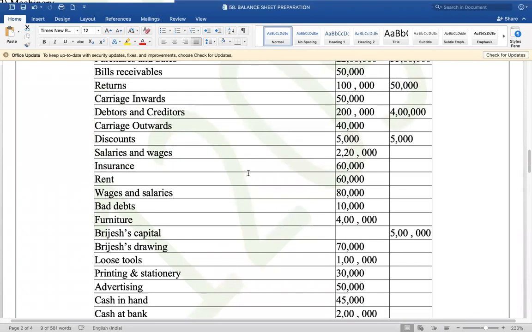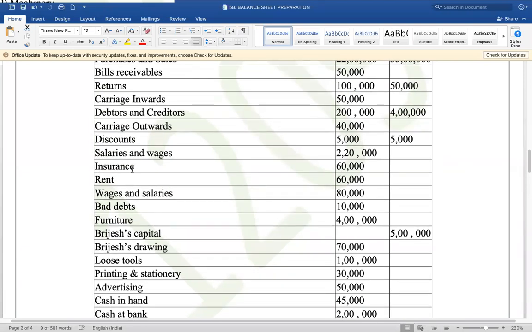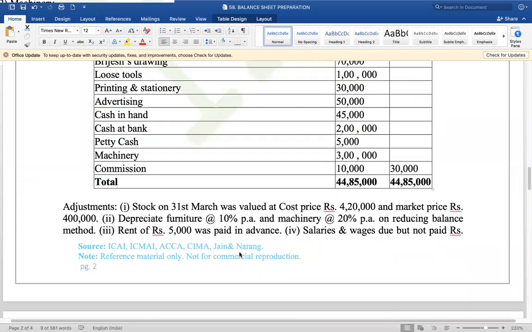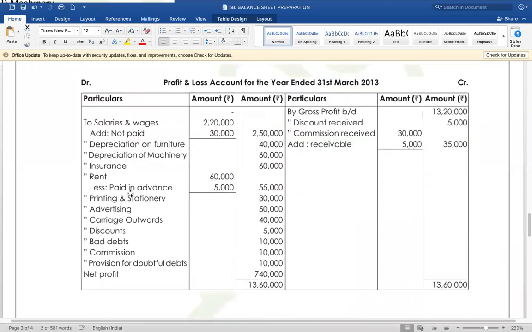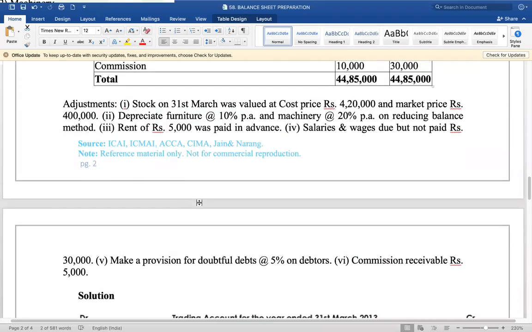Let's come to the next item. So insurance, okay, rent, okay, wages and salaries, it's already covered. We don't take it. So we'll start with insurance 60,000, rent 60,000, and bad debts 10,000. All these three will be taken as expenses in the profit and loss account. There is an adjustment for rent. Look at this one. Rent 5,000 was paid in advance.